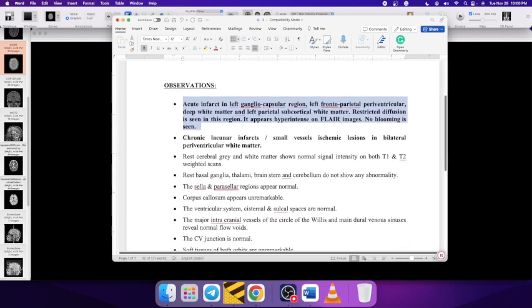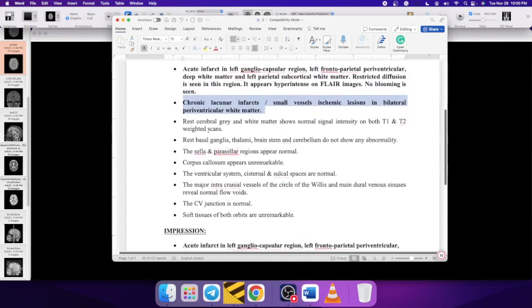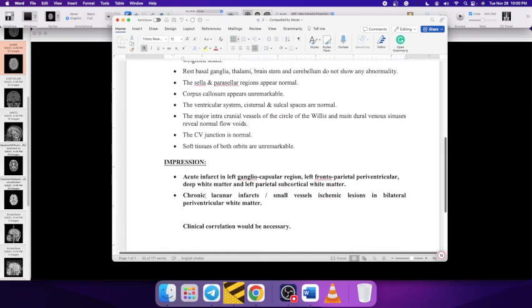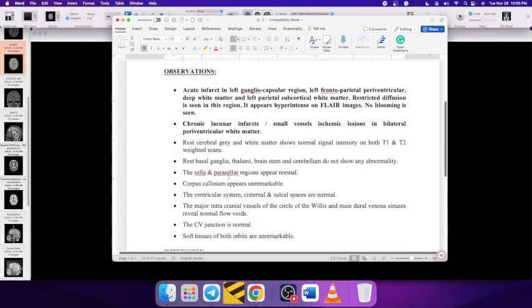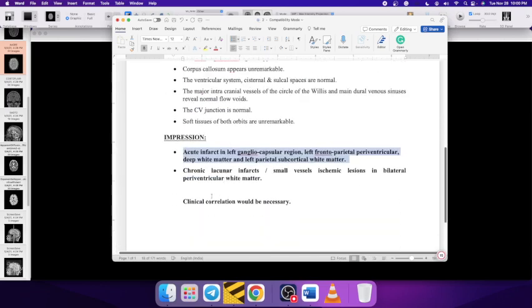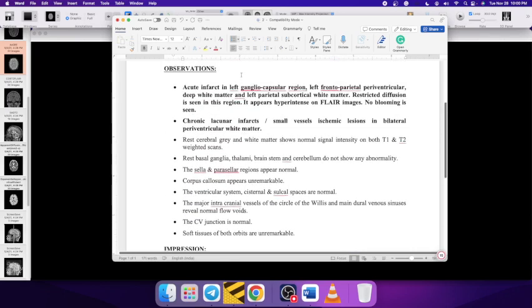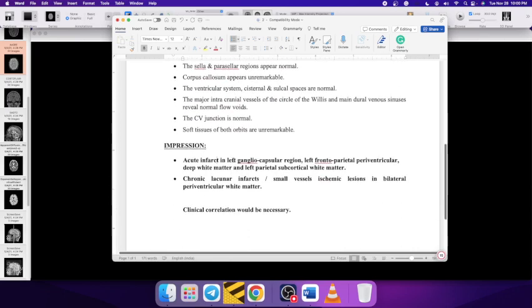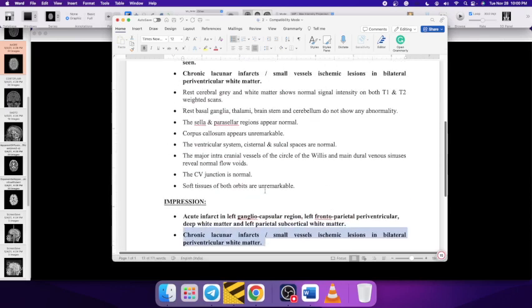And then we talk about the chronic lacunar infarcts in the bilateral periventricular and deep white matter. Then we say the rest of those things are normal, and the impression will be an acute infarct in the same places as we described above. Sometimes people give it as acute infarct in the left MCA territory to make it look different from the description above. It's a choice which you can use, and then the rest will be chronic infarcts and small vessel ischemic lesion, bilateral periventricular white matter.